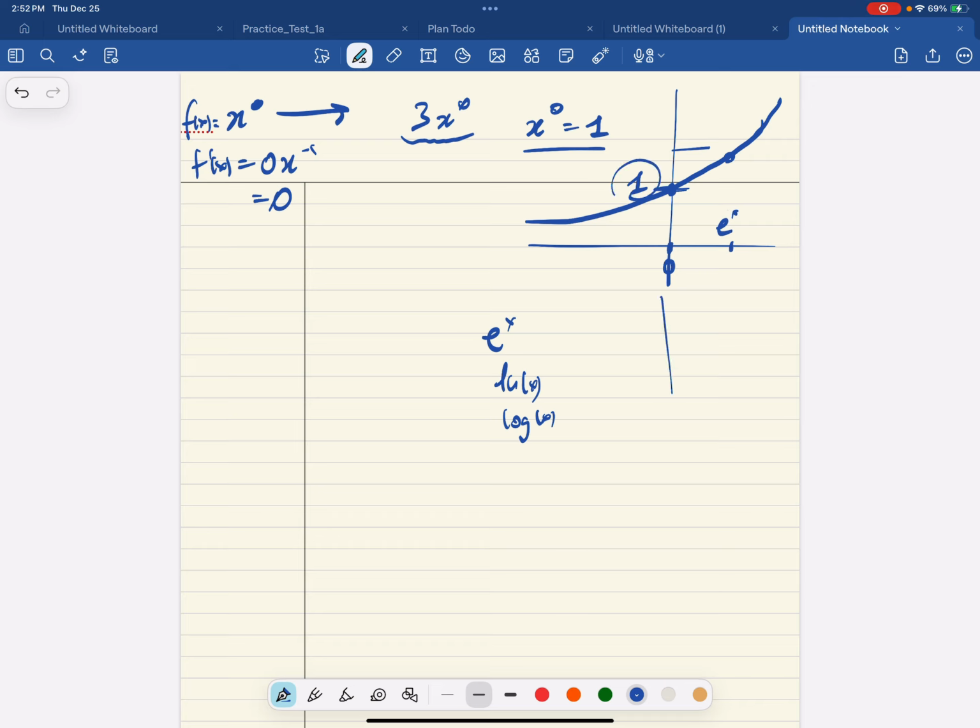And that applies for any exponent function. Any exponent function, when it touches here, it's 1. It's always 1, no matter if it is 2 to the x, 3 to the x. And that's always provable because 3 to the 0 is 1, and 2 to the 0 is 1. So when x is equal to 0, the y value becomes 1.